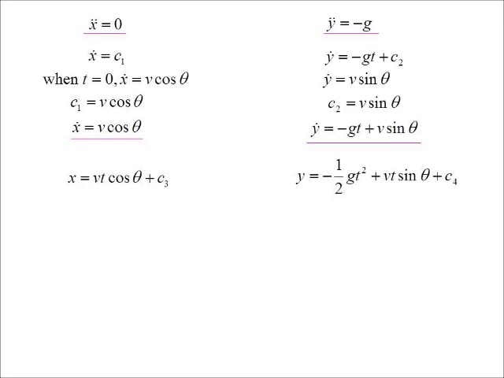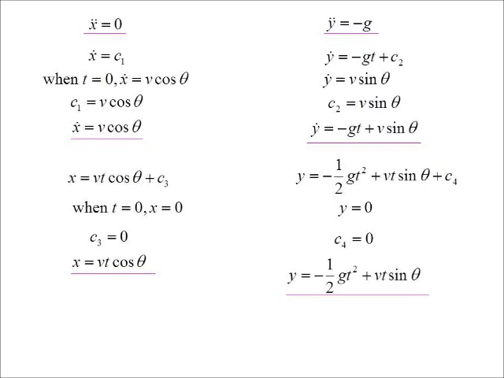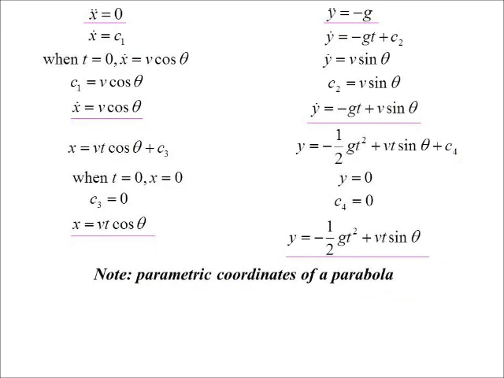Now, one of the more common mistakes with these sort of questions is to integrate the cosine or integrate the sine. Remember, in this problem, cosine theta and sine theta are just constant values. So we don't integrate the trig. t is the variable we're working with here. I've set it at 0, 0. So because of that, our constants turn out to be 0. So I end up with x equals vt cos theta and y equals minus half gt squared plus vt sine theta.